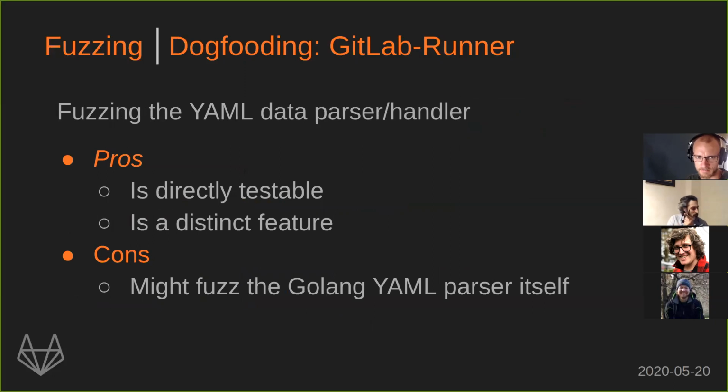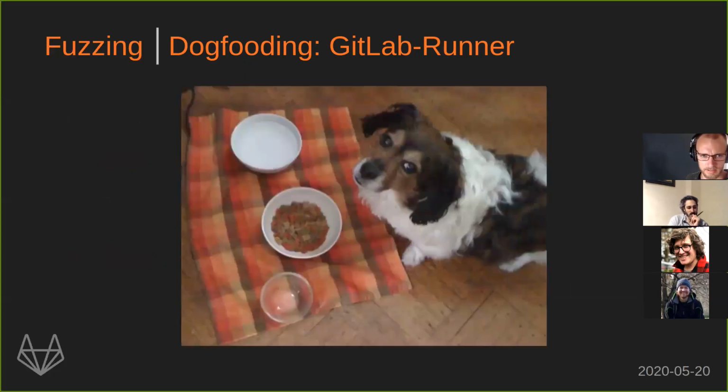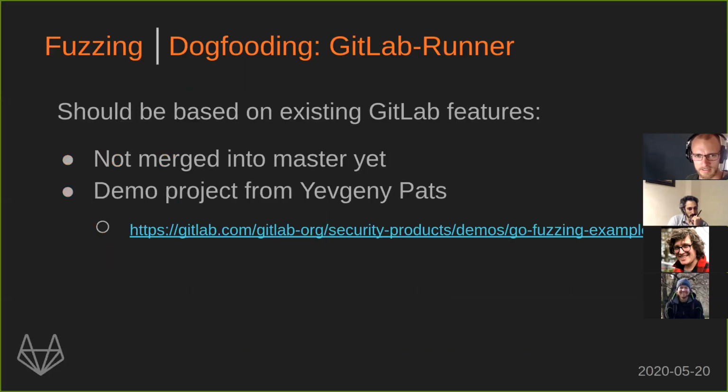So there are definite pros and cons about this, but it was the simple case, and for testing out the features being developed for fuzzing, it's the one I decided to go with for now, just to get something working and dogfood the changes being made. So one of the pros is it is directly testable. It is a distinct feature within GitLab-Runner. And one of the major cons, though, is that you might be fuzzing the Golang YAML parser itself. And we already talked about that, and I will definitely circle back to that again at the end of this presentation. All right, so moving on to dogfooding.